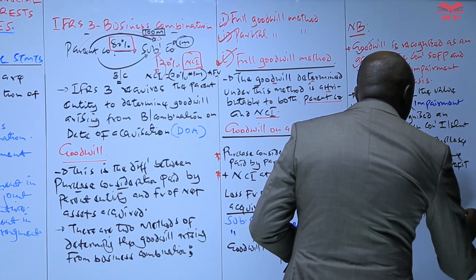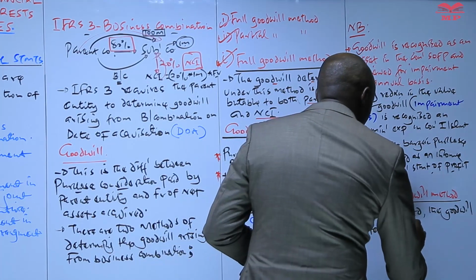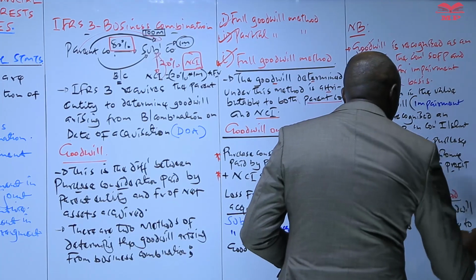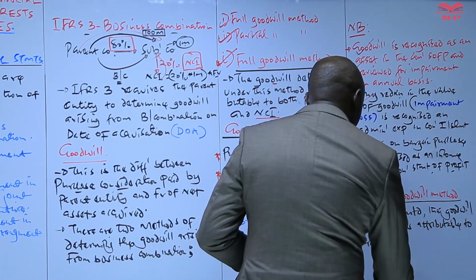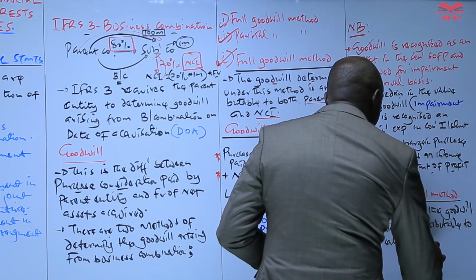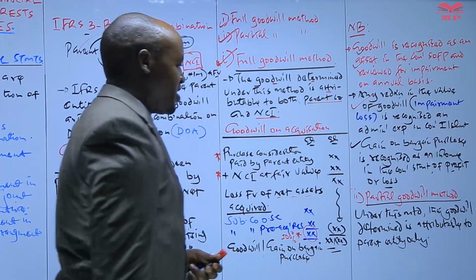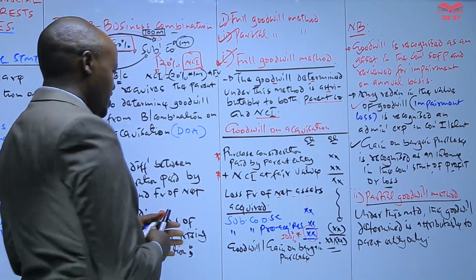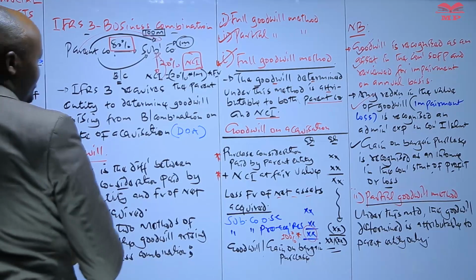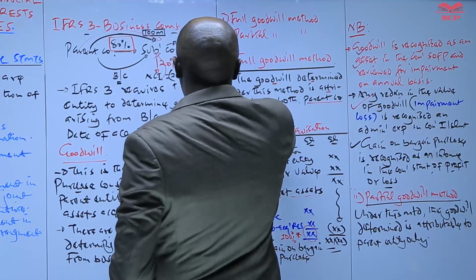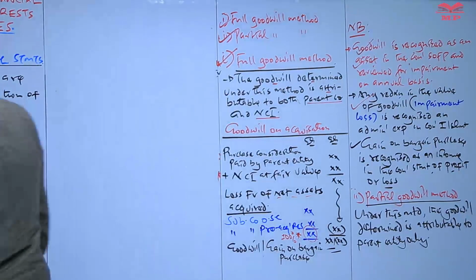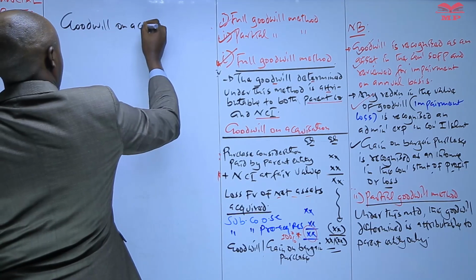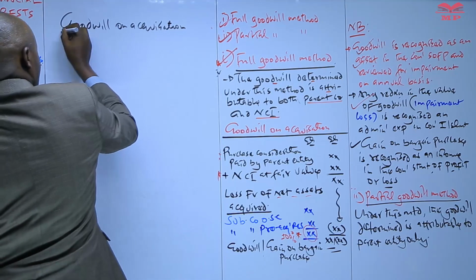So under this method, the goodwill determined is attributable to the parent entity only. We determine the goodwill attributable to the parent entity only. So how do we determine the same? Let's look at how we compute this goodwill under the partial goodwill method, that is how we determine the goodwill on acquisition using the partial goodwill method.